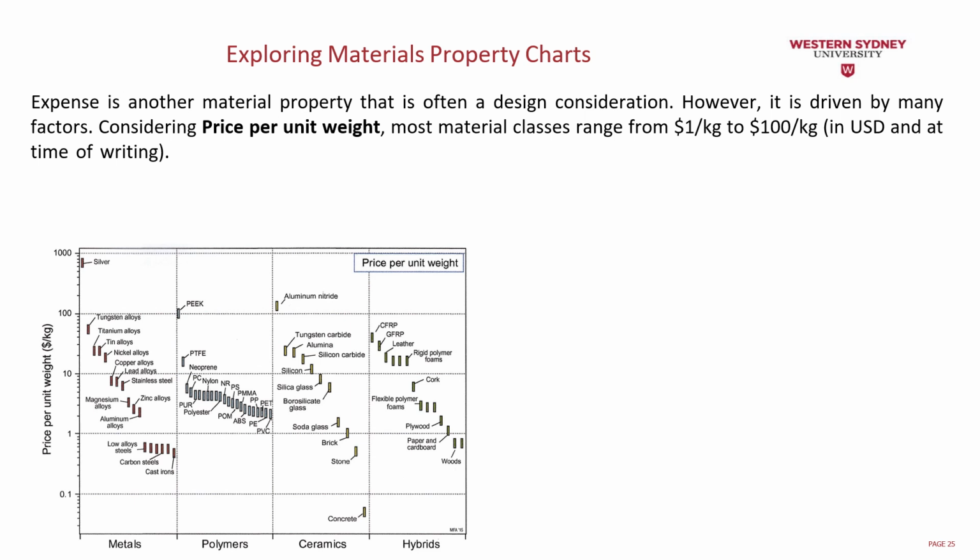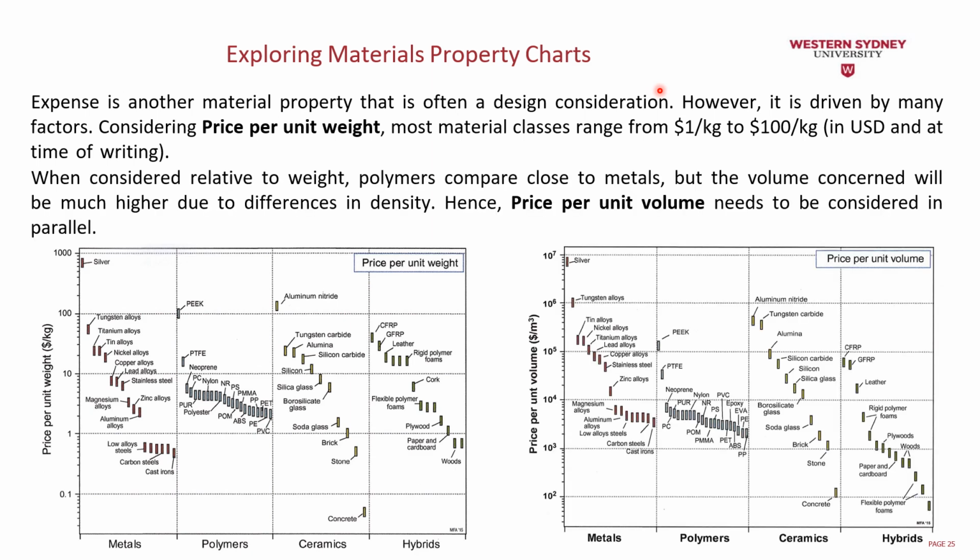So let's go to the other parameter, which is the expense. Expense is another material property that's often a design consideration. However, it's driven by many factors. So we can consider the price per unit weight, which for most material classes ranges between $1 per kilogram up to $100 per kilogram in USD at the time of writing this document. When considered as a relative weight, the polymers compare close to the metals, but the volume will be much higher due to the differences in density. Hence, the price per unit volume needs to be considered in parallel.